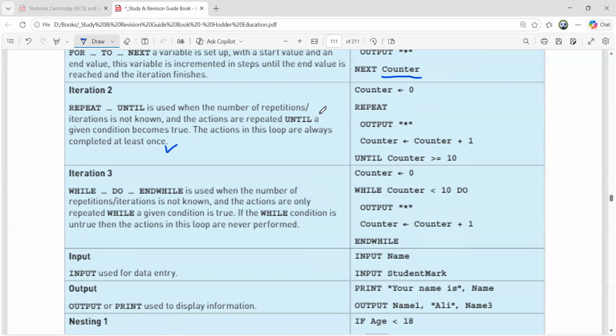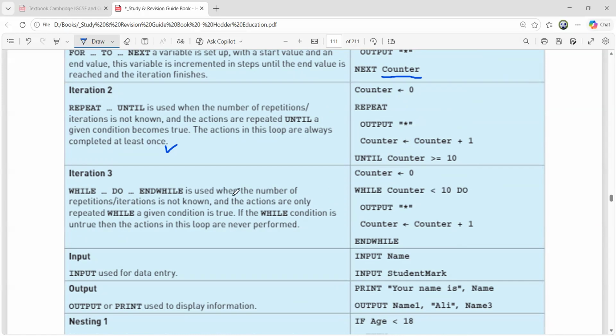It is working at least once, and when you do not know the number of repeats, then you perform the task either with repeat until or we use a while loop. Then counter, you can see counter equals to 0, repeat, output asterisk, counter equals to counter plus 1, and until counter greater than or equal to 10. So the moment the value of counter becomes equal to 10 or above 10, it will stop functioning.